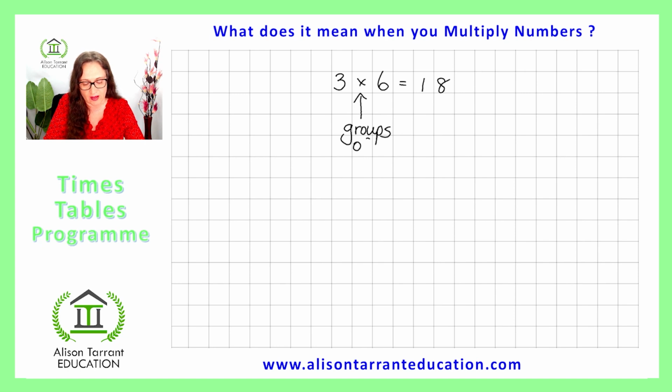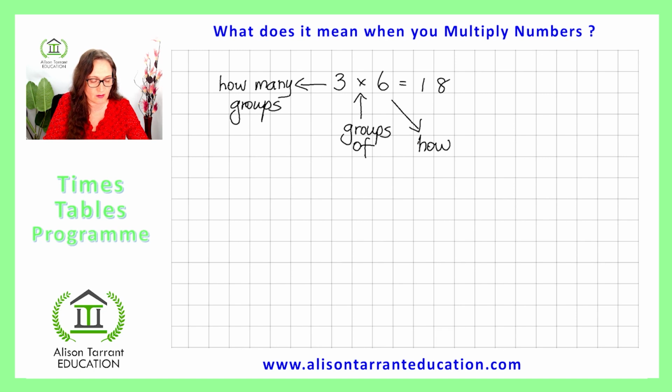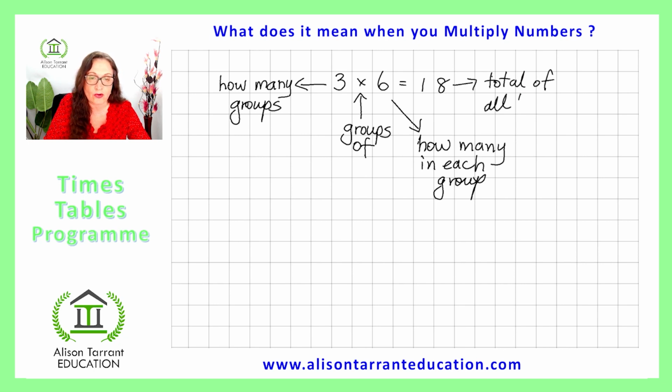I'm just going to write that there. And what the 3 actually means is how many groups. And what the 6 means is how many in each group. And of course, the answer means that when you add all the groups together, this is the total of all the groups.